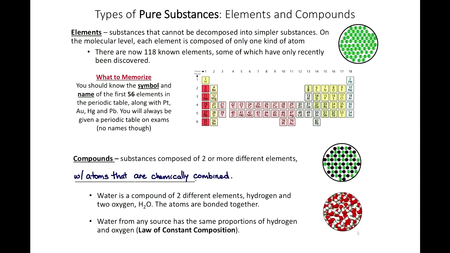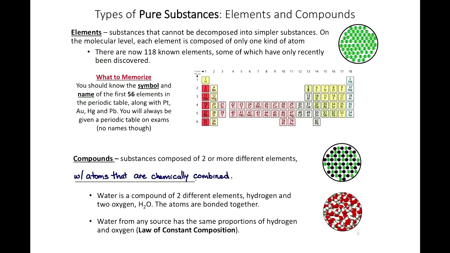All right, something like water, H2O, or NaCl. Though, since we just represent it with one chemical formula, it is still a pure substance as well. So elements, we have our periodic table here. Remember, you will always get the periodic table at exams. They just won't have the chemical names on them.